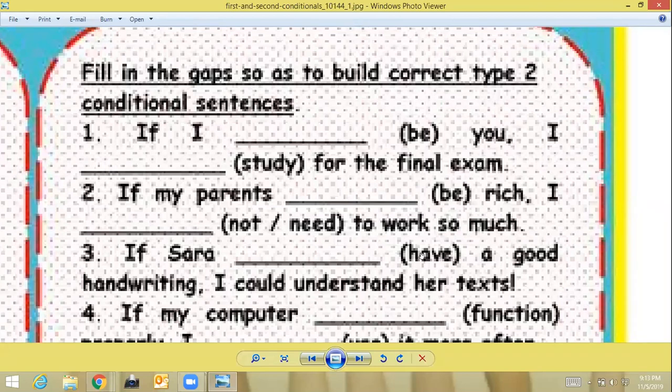Now, let me ask you, what is the function of the simple past tense? Something that happened in the past. Yes, something that happened in the past and finished in the past. That is the simple past.